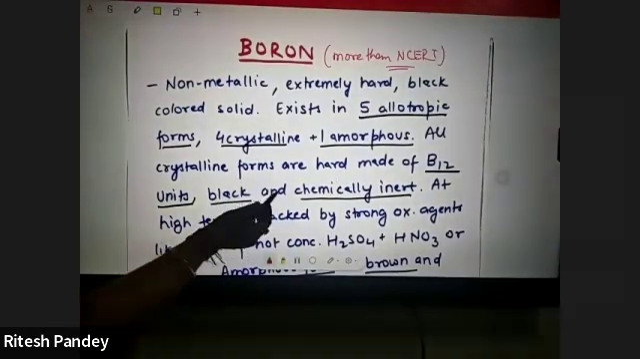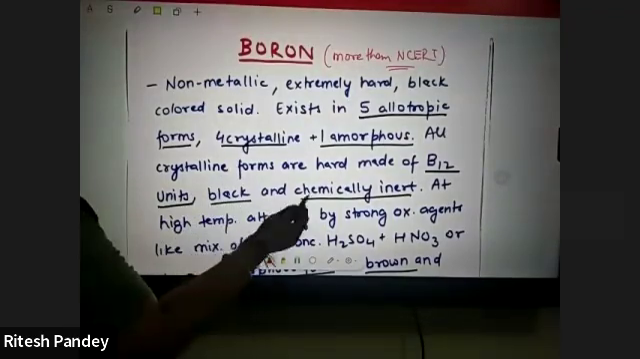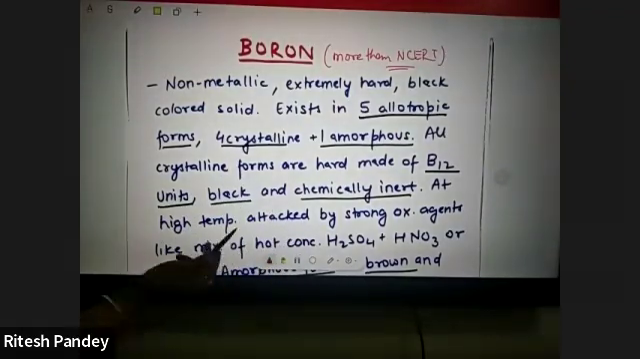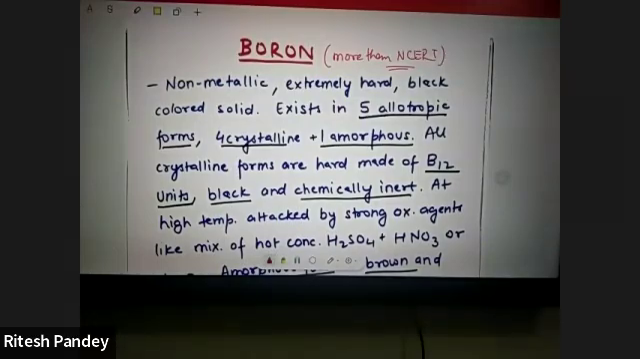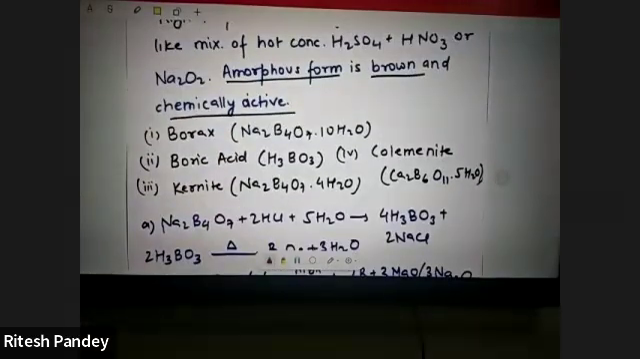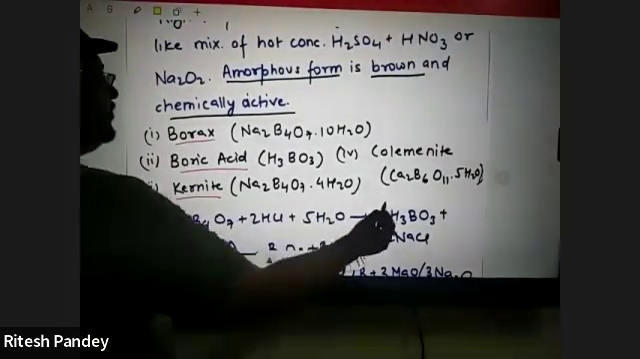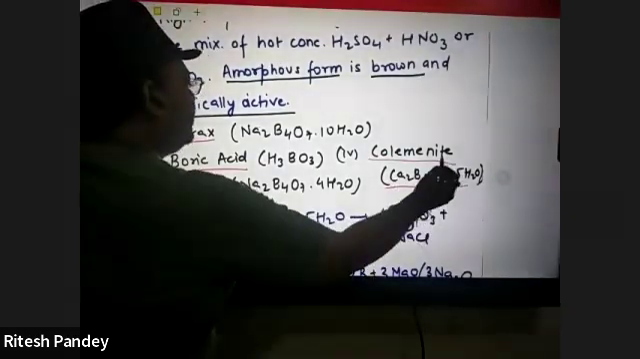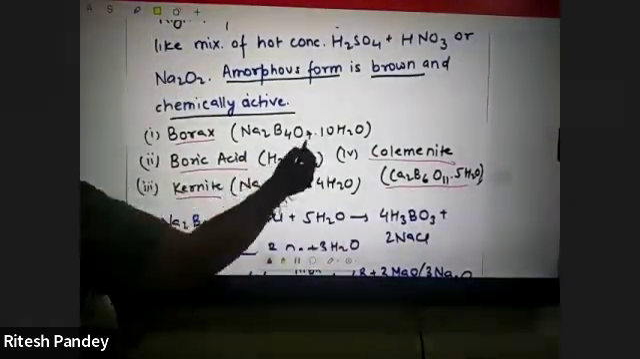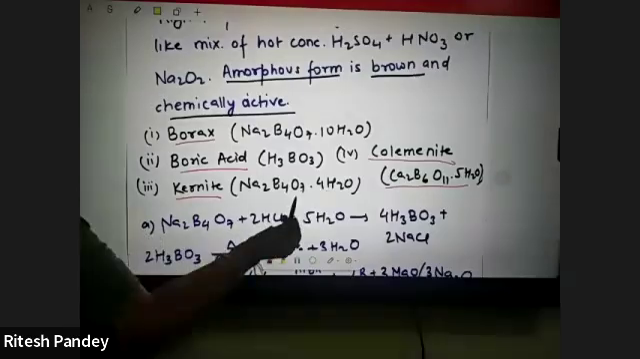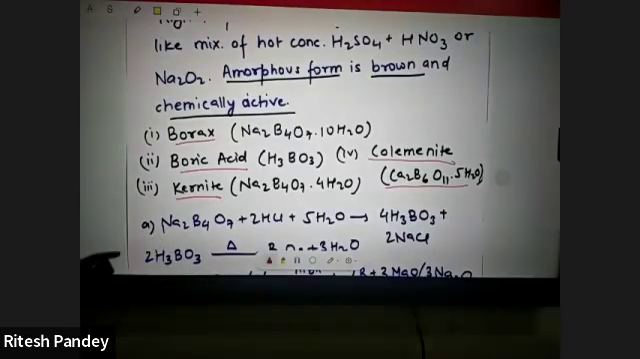So all crystalline forms are hard, made of B12 units, black and chemically inert, and at high temperature attacked by strong acids like sulfuric acid, nitric acid. Amorphous form is brown and chemically active. This is again there in NCERT. I missed out on one particular name, which is colemanite. Borax is the popular decahydrate form. Kernite is the tetrahydrate form. Boric acid is something which you know.